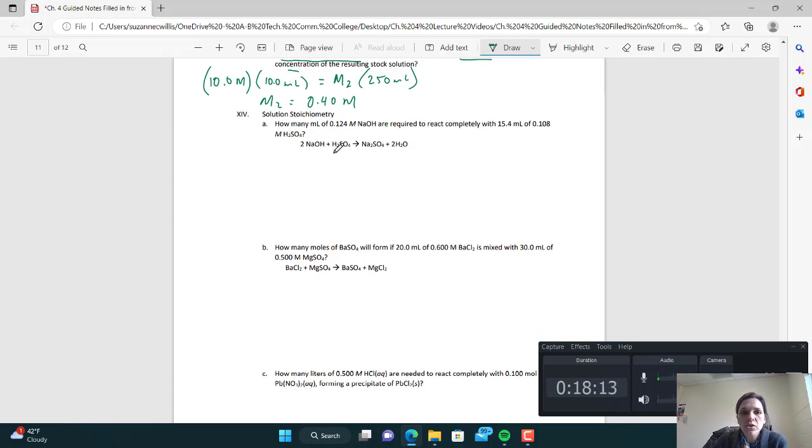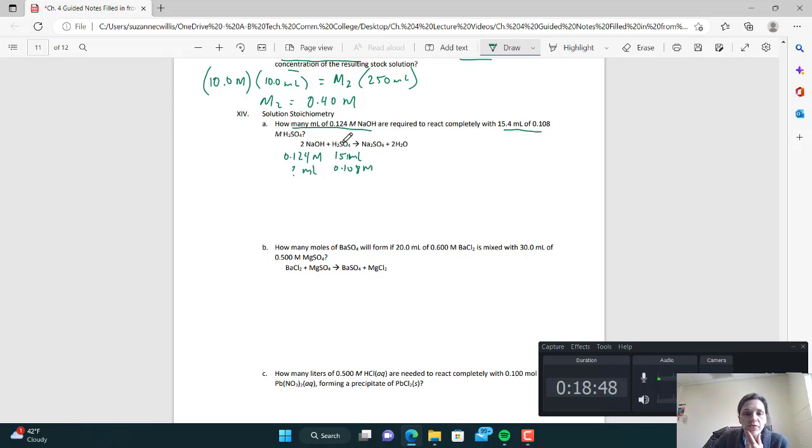Okay, so here what you'll want to do is kind of keep track of what you have. So how many milliliters of 0.124 NaOH? So I'm just going to list things I know. 0.124 NaOH. I'm looking for milliliters of that guy, right? That's what I got from there. Are required to react with 15.4 milliliters of sulfuric acid that has a concentration of 0.108 molar. Okay, that's the information given, yes? And we know what we're looking for.